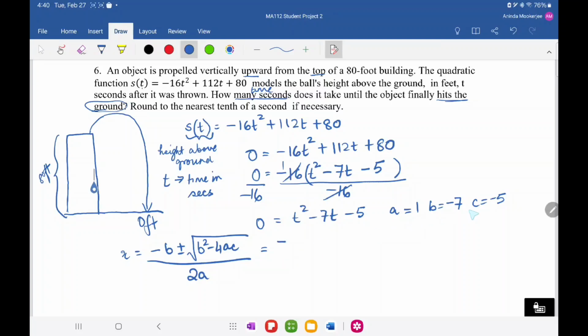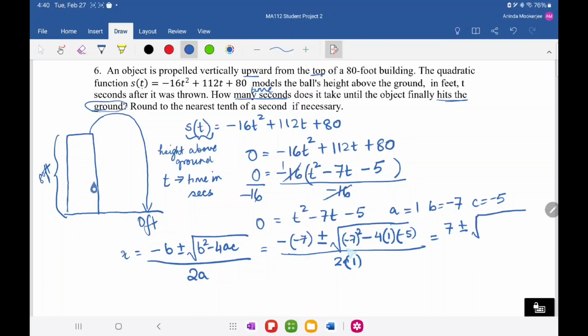So negative of negative 7, correct? B is negative 7, so negative of negative 7 plus minus square root of b squared, which would be negative 7 squared, minus 4 times 1 times c, which is negative 5, divided by 2a. 2 times 1, right? A is 1, so 2 times 1. So negative times negative 7 is a positive 7 plus minus, under the square root sign, we have 49 from negative 7 squared, minus 4 times 1 times negative 5, which is a positive 20, divided by 2. So we will end up with x equals 7 plus minus square root of 69 divided by 2.